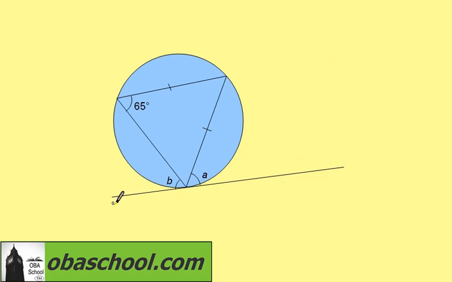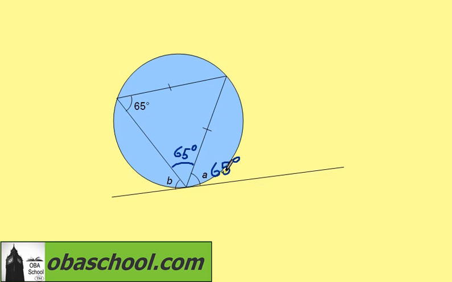So let's consider this one. We have this chord here, and A is here. A must be equal to 65 degrees by the alternate segment theorem. We can also see that we have an isosceles triangle. That means that this angle is 65 degrees.